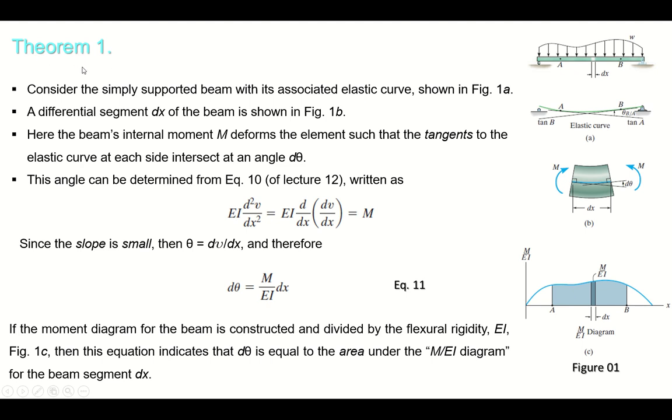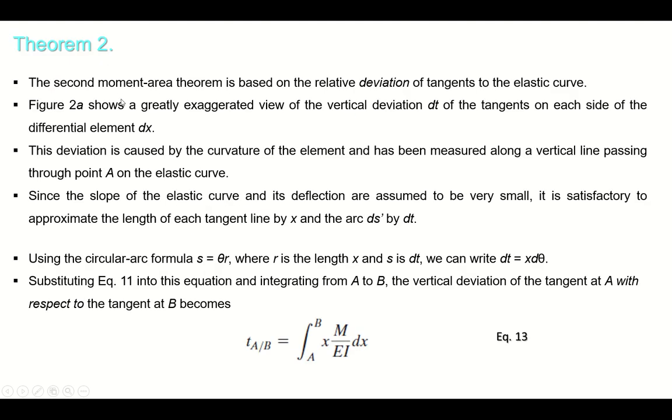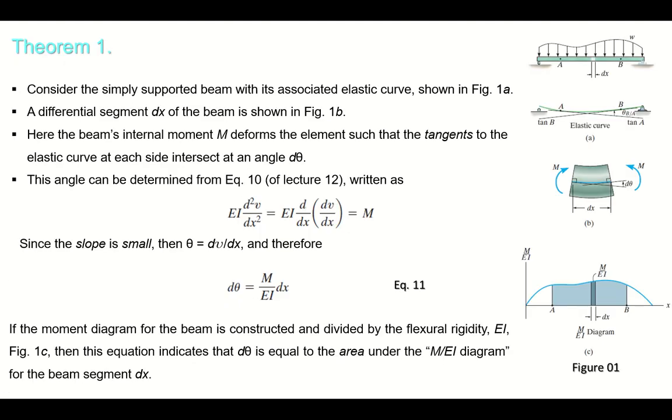Theorem 1, which is about calculation of the slope, and theorem 2, which is about deflection or displacement, right? So theorem 1 simply says: consider this beam, a simply supported beam, which is subjected to a certain kind of loading. It can be UDL, it can be UVL, or a combination of both, and the beam will deflect in this shape as presented by this elastic curve.